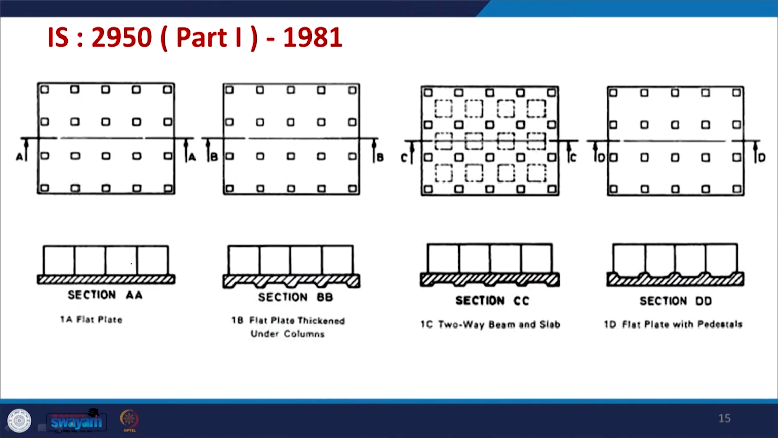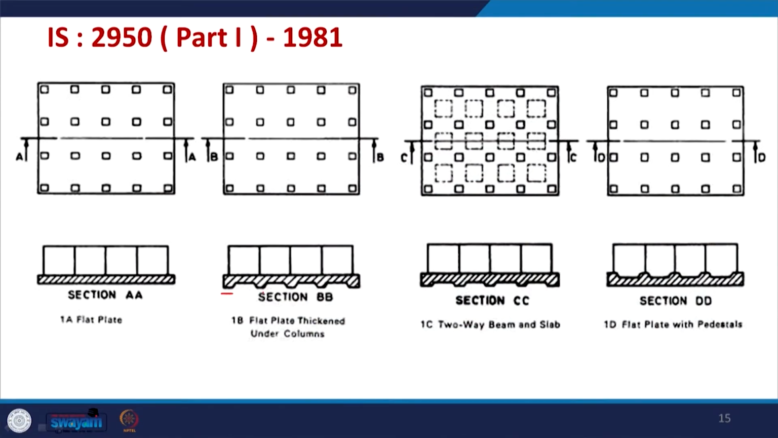But in the second case, 1B, you have a flat plate which is thickened under columns, and once it is thickened under columns, that means at the footing level you need to make the thickness of the footing larger at these junctions.